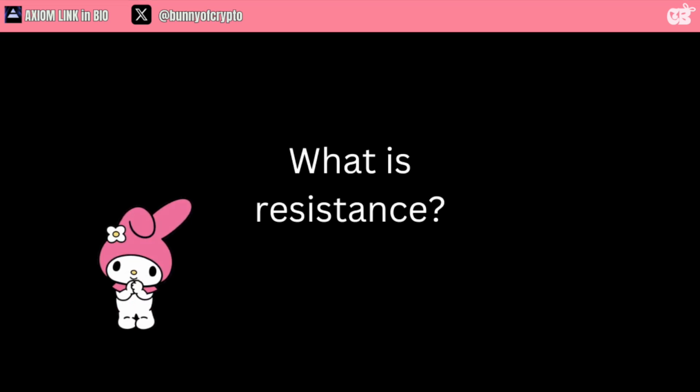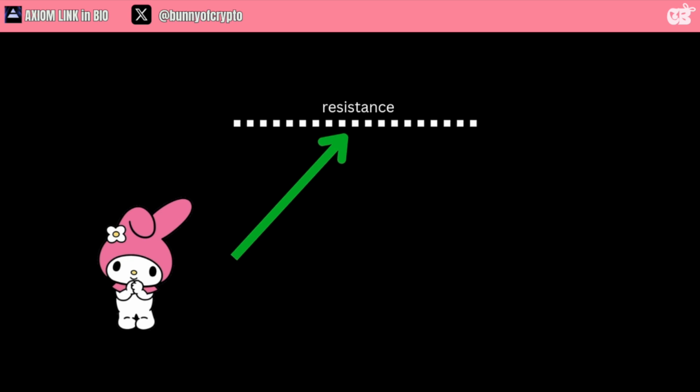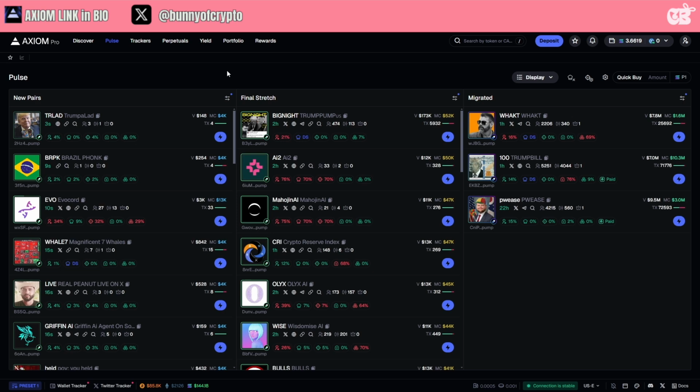So what is resistance? Resistance is just the opposite of support. As prices go higher, there will eventually be a point where there are more sellers than buyers, and this is called resistance. So basically, it's the turning point or level where price that has been rising instead rejects and goes lower. So now that we know what support and resistance is, let's get into our example.